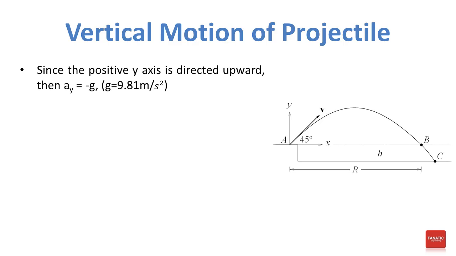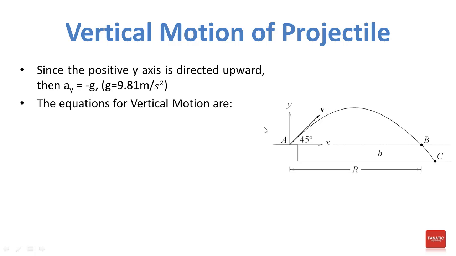Now we have the vertical motion of a projectile. Since the positive y-axis is directed upward, ay will be negative g. It means the acceleration in the y direction will be negative g, because we take y in this direction as positive, so it acts downward. For the downward direction we take g as negative g, and g is equal to 9.81 meters per second squared.